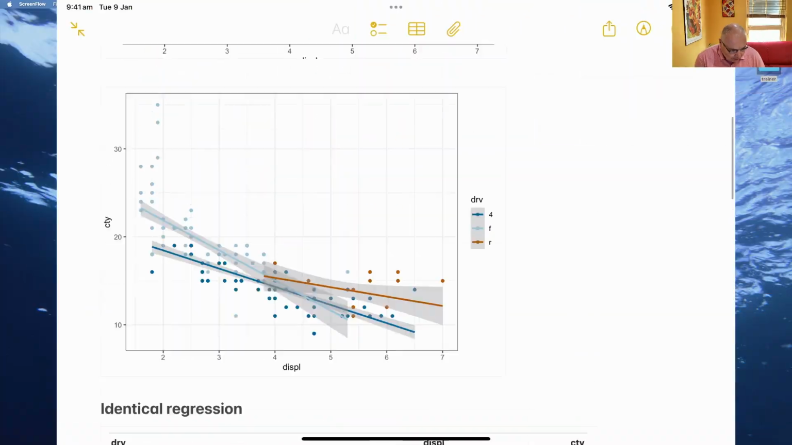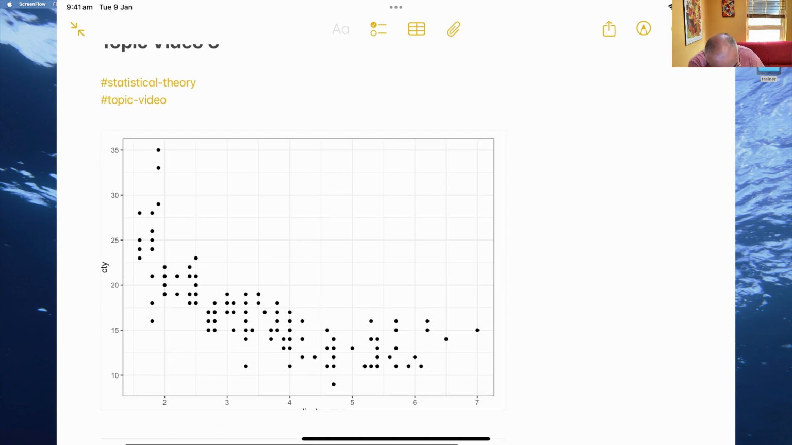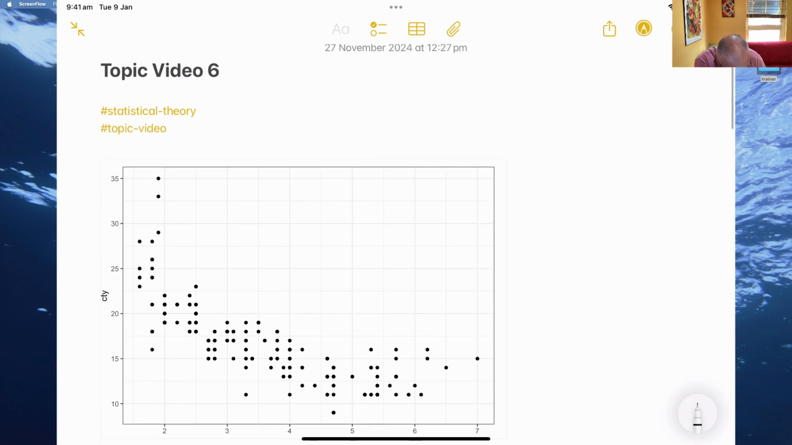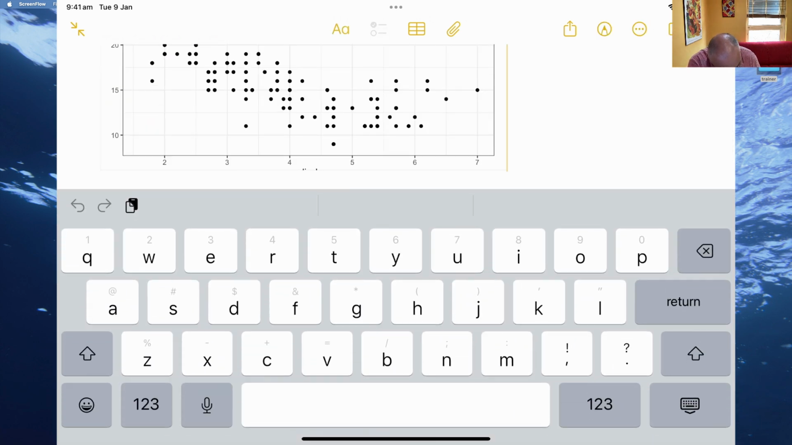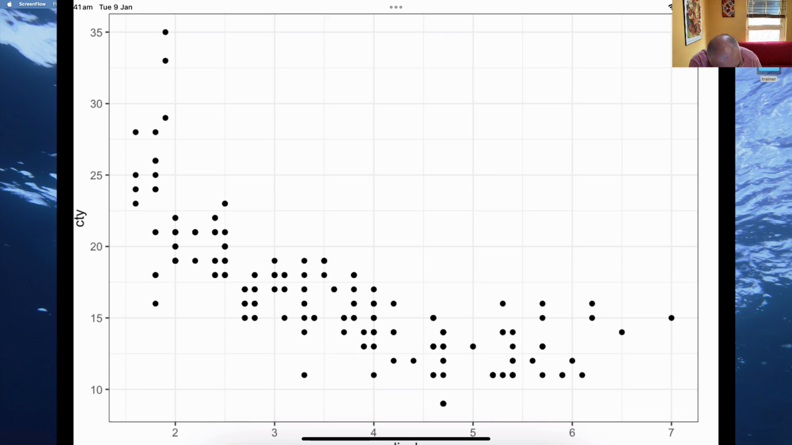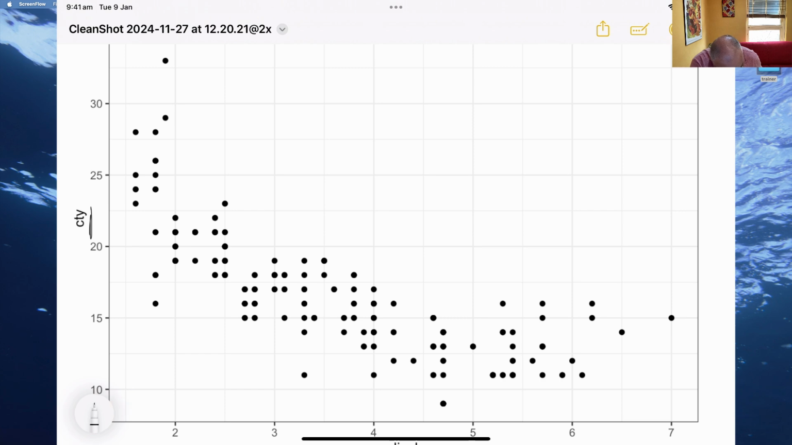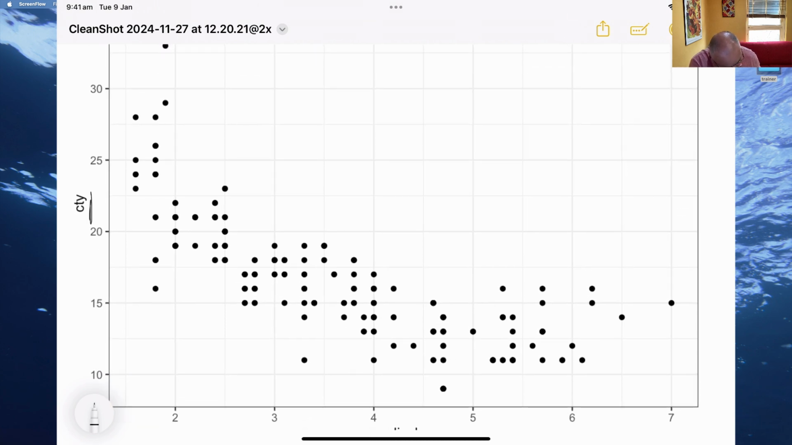So we're going to illustrate this by looking at the CARS dataset, or the MPG dataset. So first of all, let's go to the iPad. So what we've got here is a simple scatter plot. We've got a scatter plot where on this axis we've got our CTY, and on the other axis we have the displacement.